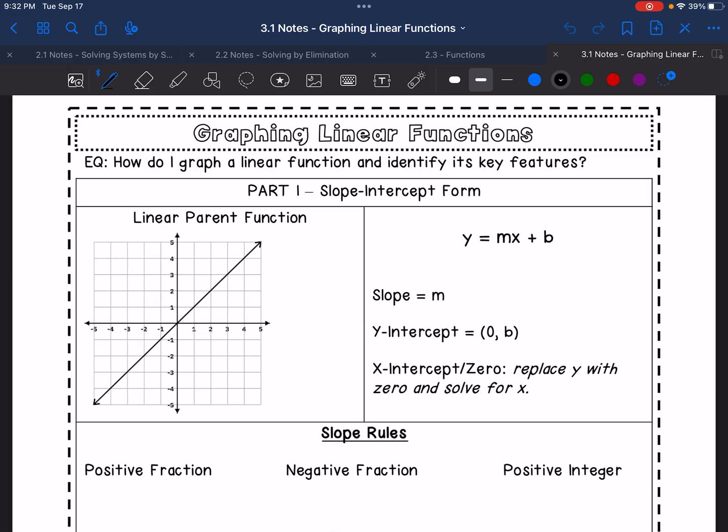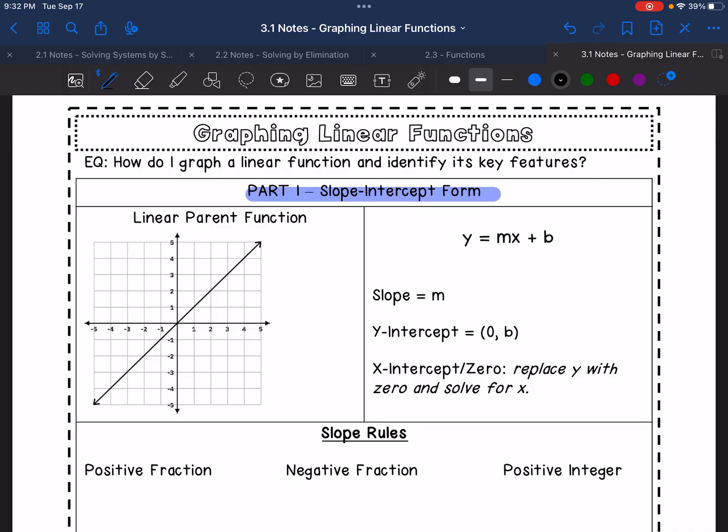All right, in this lesson, we are going to be taking a look at graphing linear functions. We're going to start with part 1. We are just going to focus on using slope-intercept form. So slope-intercept form is something you used back in your junior high math classes. You use your slope and your y-intercept to graph your line.